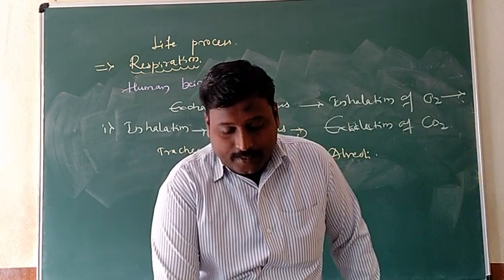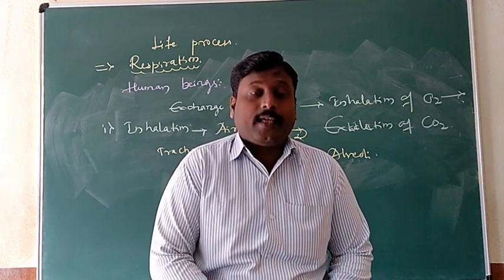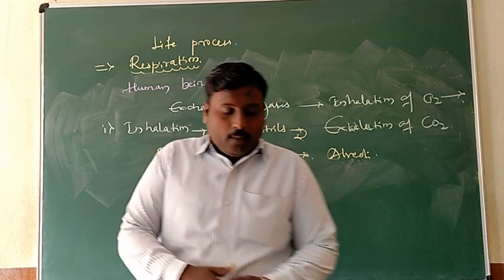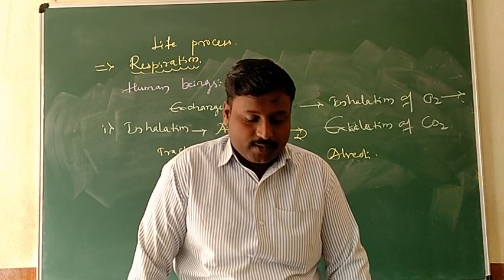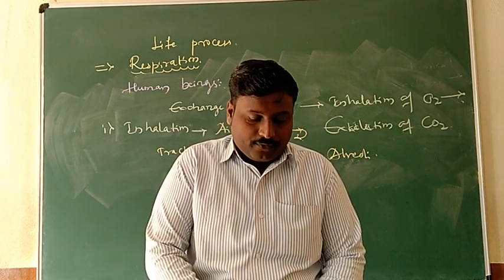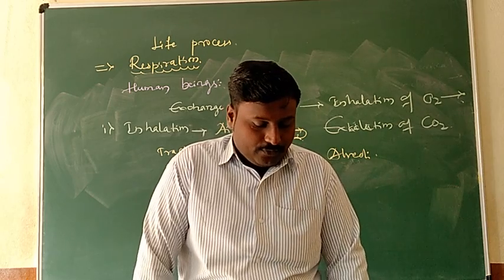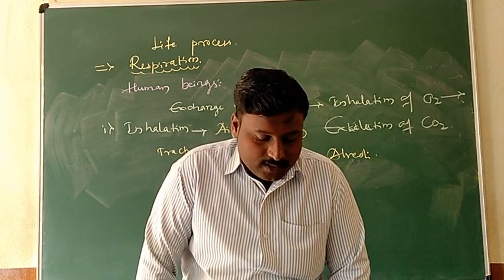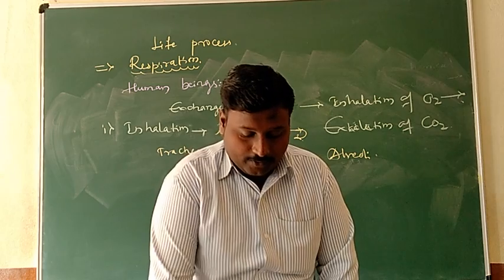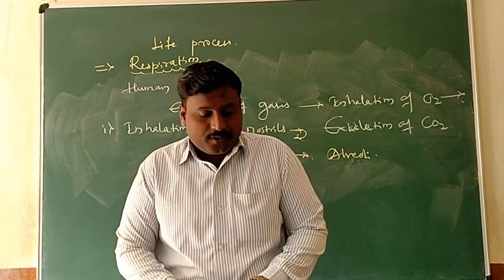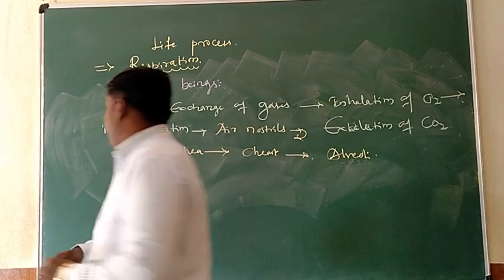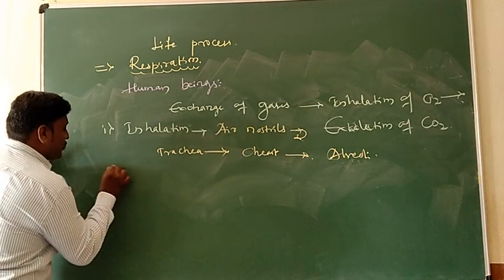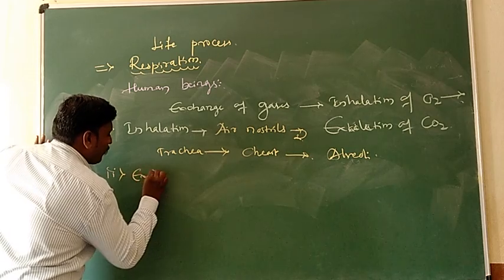The second step is exchange of oxygen and carbon dioxide in the alveoli. The walls of the alveoli contain an extensive network of blood vessels. The exchange of oxygen and carbon dioxide occurs between the blood vessels and the alveoli. Observe here: oxygen is taken up by the blood from the alveoli into the blood vessels. Second is the exchange of gases.